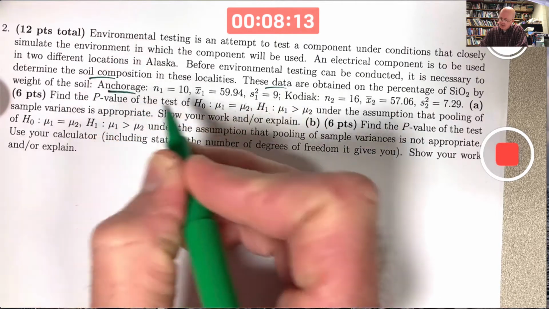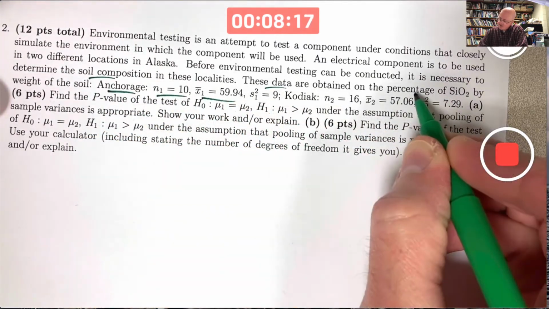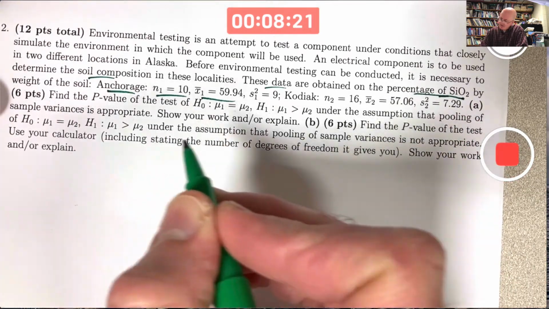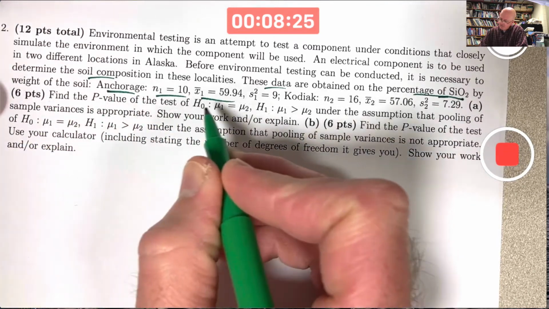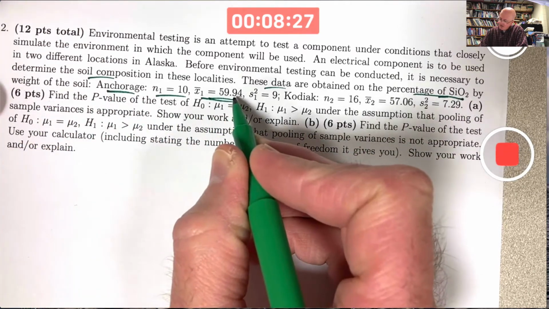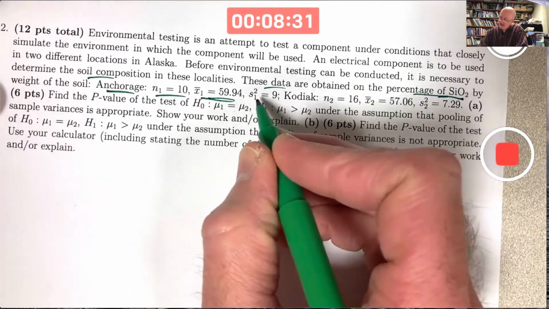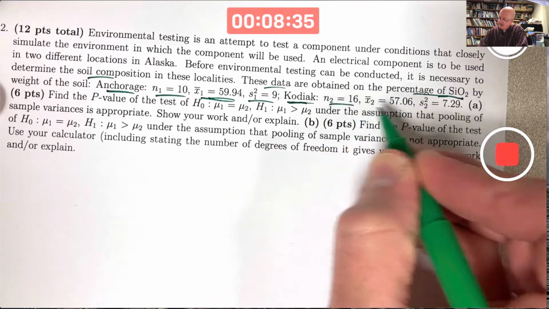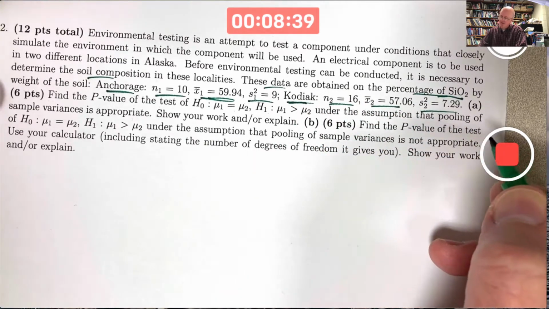In the city of Anchorage, we got a sample of size 10, and the mean percentage of, I don't even know what that molecule is, silicon oxide or something perhaps, by weight in the soil. The mean is 59.94. I guess that would be a percent of something. And the variance is 9. And in the town of Kodiak, the sample is size 16. The mean's a bit less, and the variance is also a little bit less.